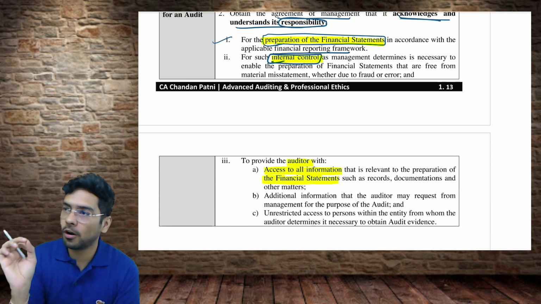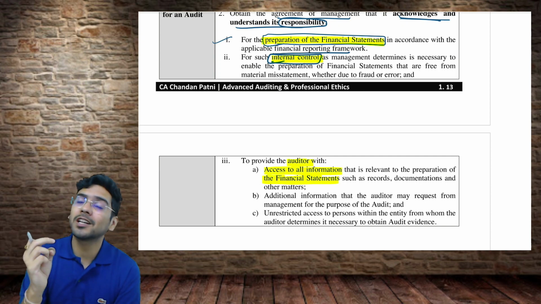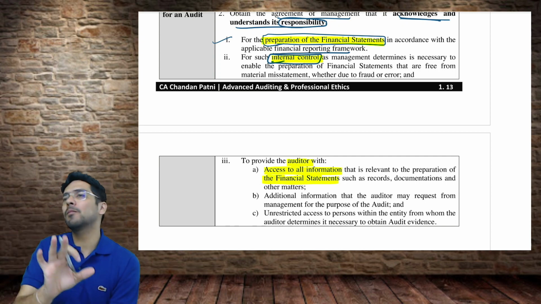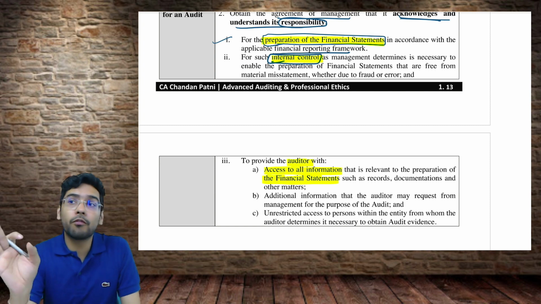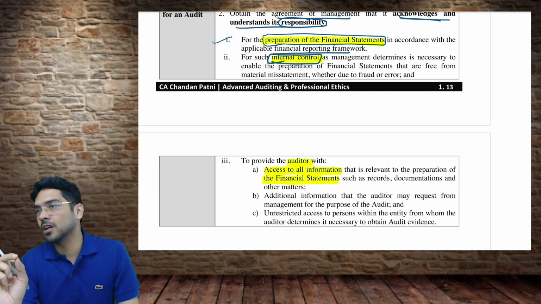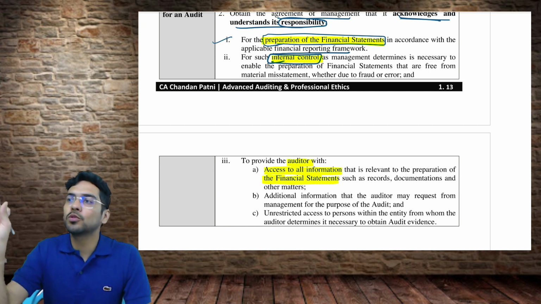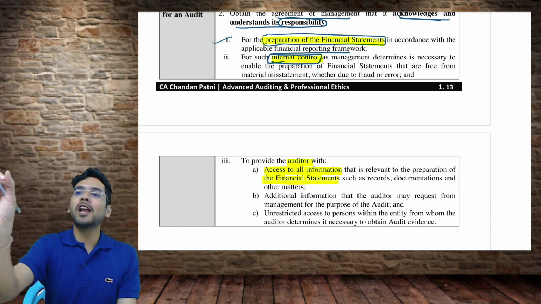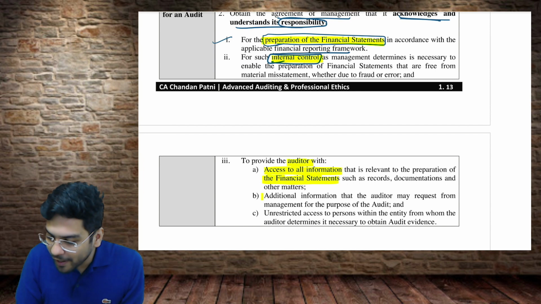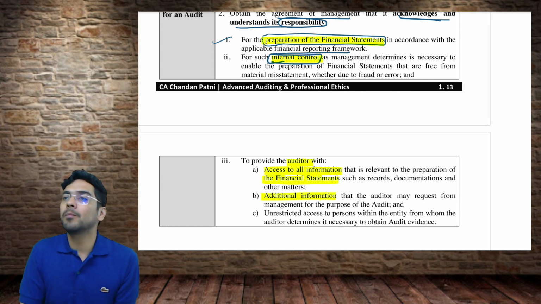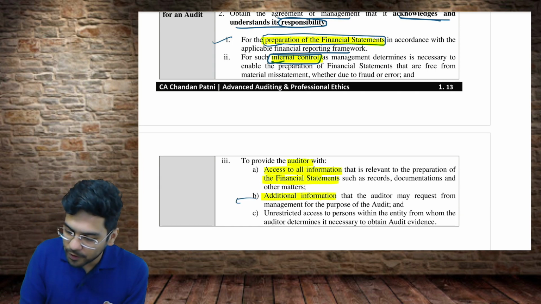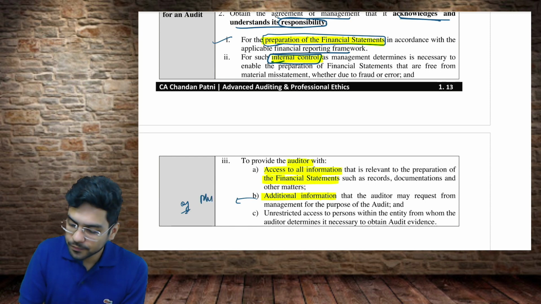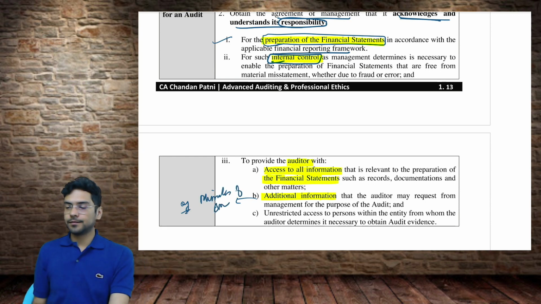But apart from this, you shall also provide us any additional information that we ask for. Sir, we can ask you for the minutes of the board meetings. Minutes of the board meeting are not used for preparing the financial statements, but this is additional information which we may ask and you are going to provide us. So additional information that the auditor may ask. If you want, you can write the example here. What can be the additional information? Example: minutes of BM, board meeting.